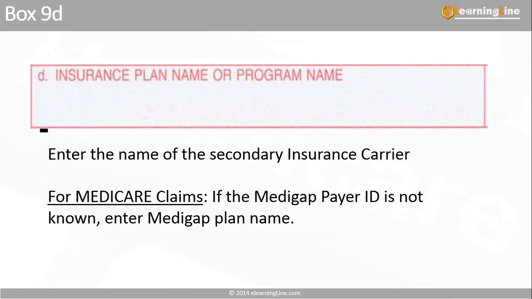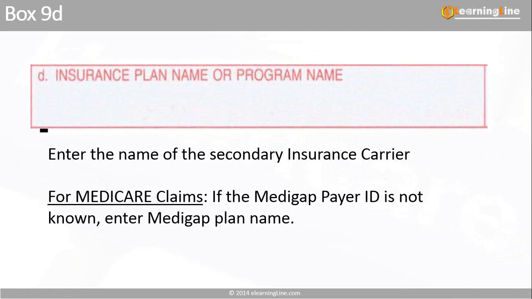For Medicare claim, if the Medicare payer ID is not known, enter Medicare plan name. So it is talking about when you have dual coverage. If you have a dual coverage, you provide the secondary carrier information over here. But in case of Medicare, it says that if the Medicare payer ID is not known, then just enter the Medicare plan name. So just entering the Medicare plan name is going to help you understand that.